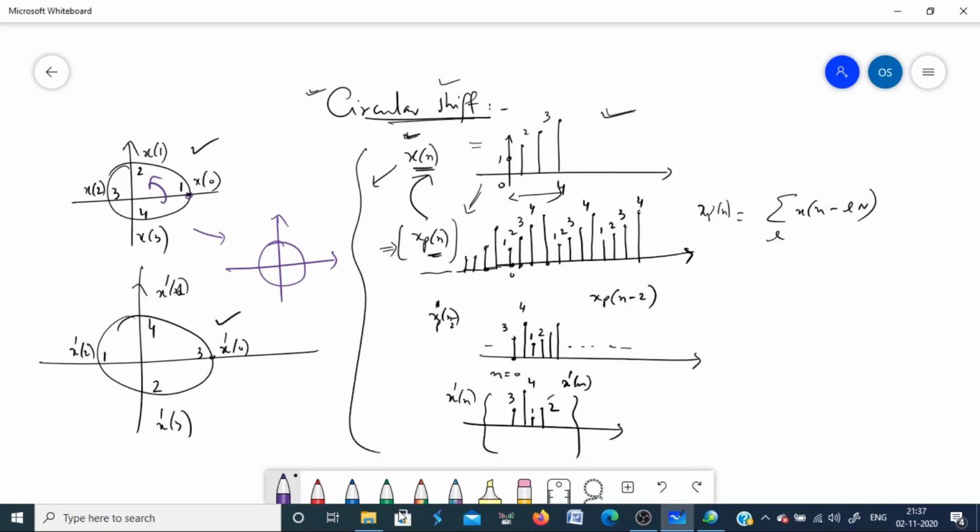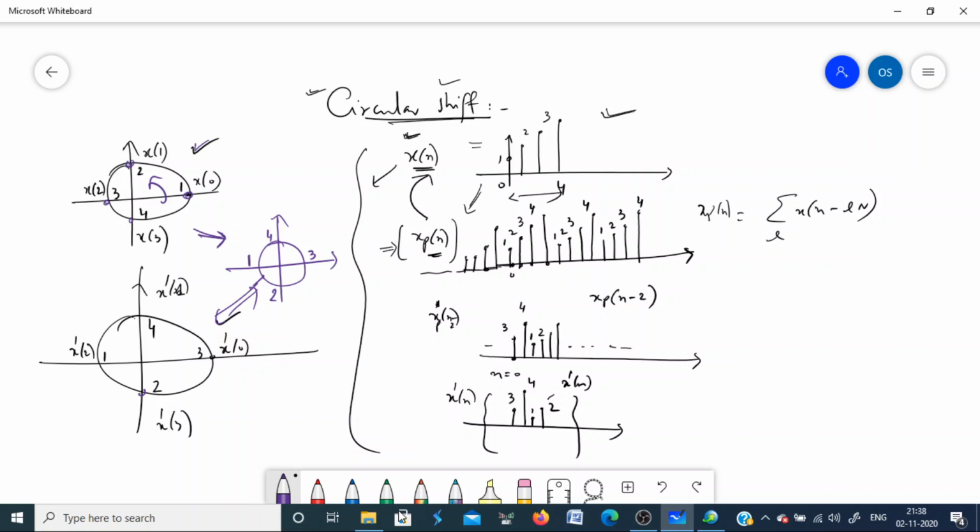This 1, if you rotate by 1, it will go to this point. If you rotate it by 2 units, this x0 will go here. It means 1 will come at 3. Sorry, this will become at this point. 3 will come here. This 2, this 4 will go here, and this 2 will come here. Okay, this is obtained by shifting this sequence in a circular way by 2 samples, and this sequence and this sequence, they are basically same.